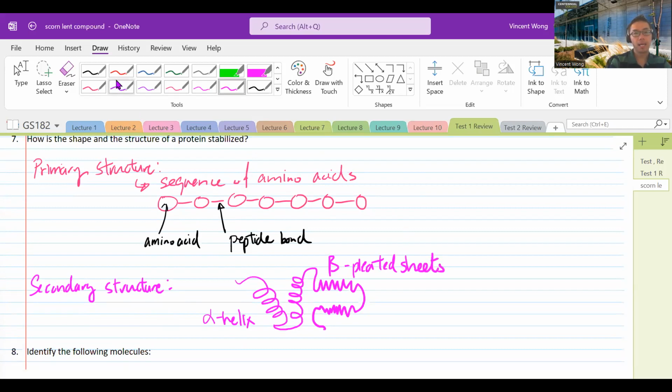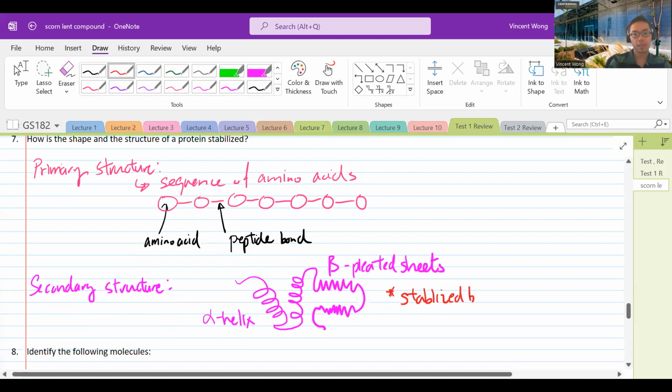And the key thing to know here is that the secondary structure is stabilized by hydrogen bonds formed in the peptide backbone.